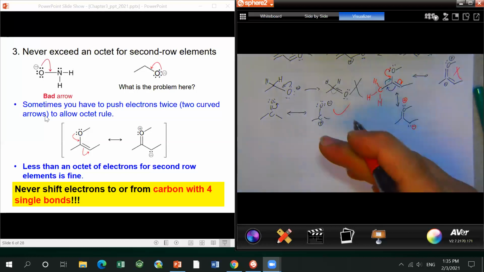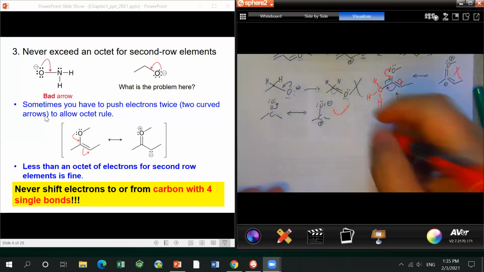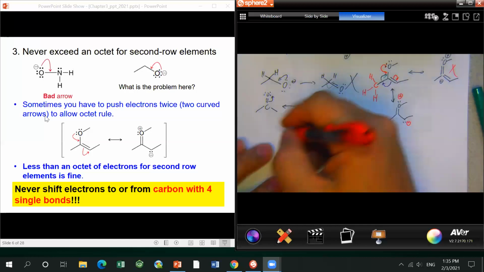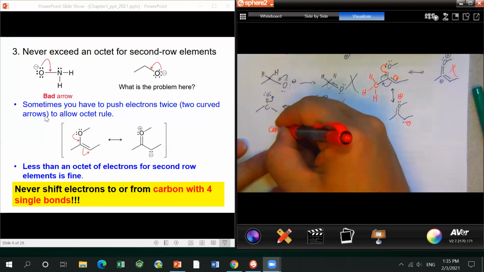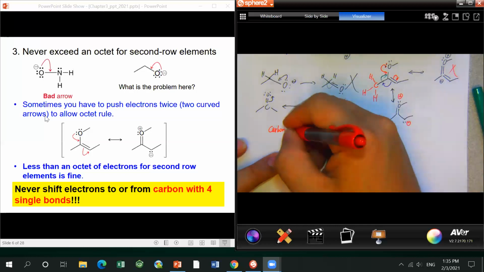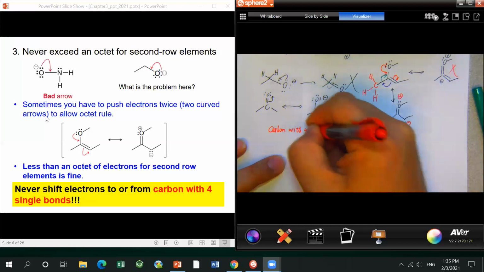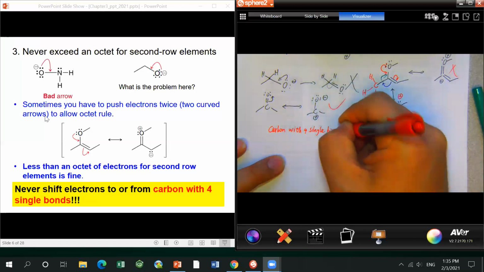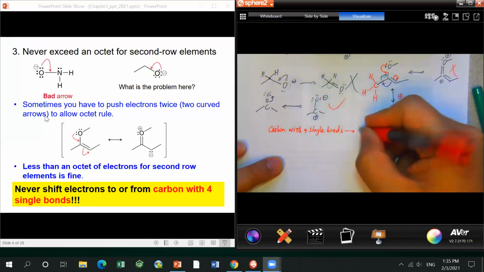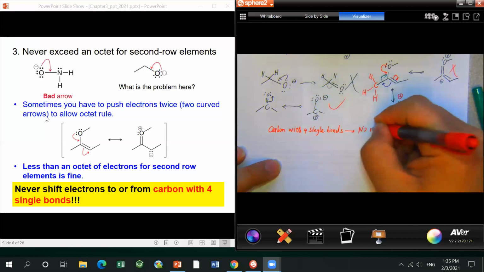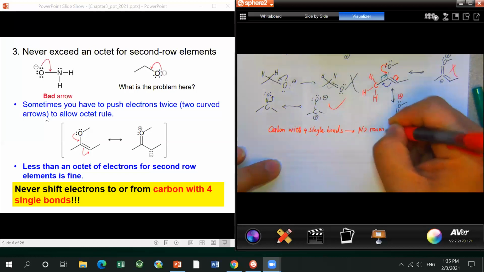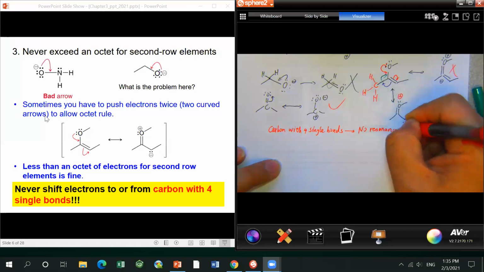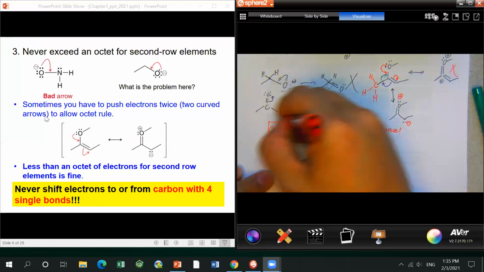Write it down. Carbon with 4 single bonds, no resonance.